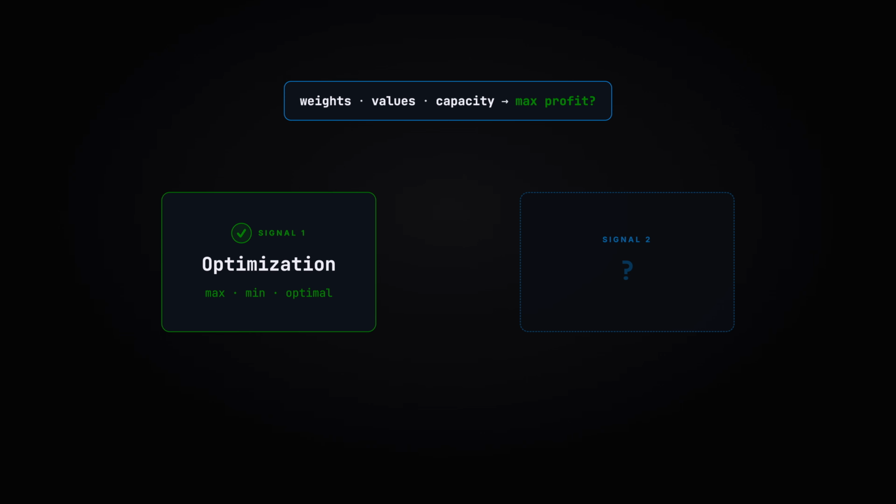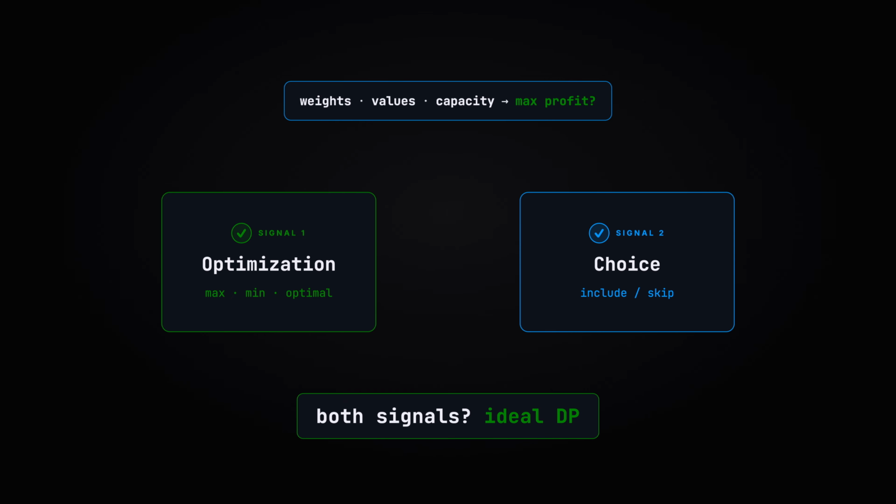Words like maximum, minimum, or optimal are strong signals that dynamic programming may be involved. Second, is there a choice? Again, yes. For every item, you must decide, should I include this item or should I skip it? Every item creates a decision, and every decision leads to another smaller version of the same problem. Those two characteristics together make this an ideal dynamic programming problem.